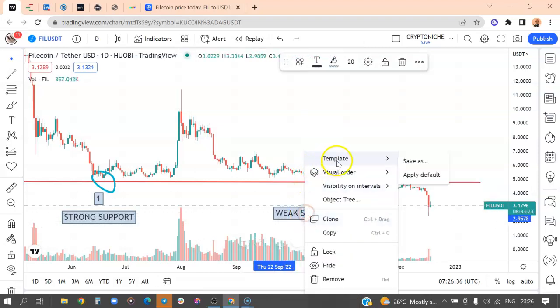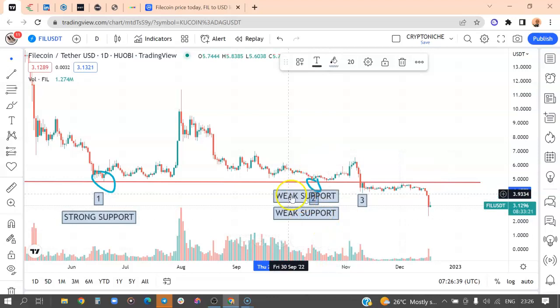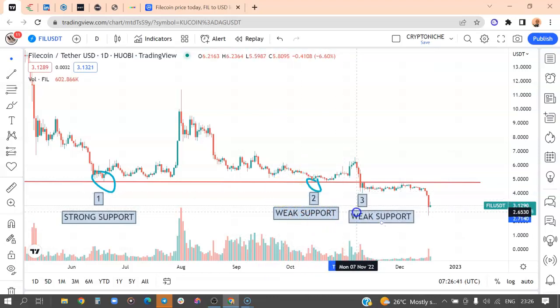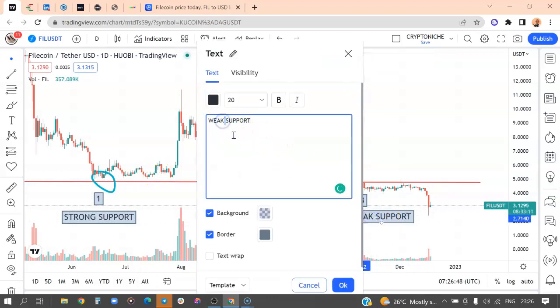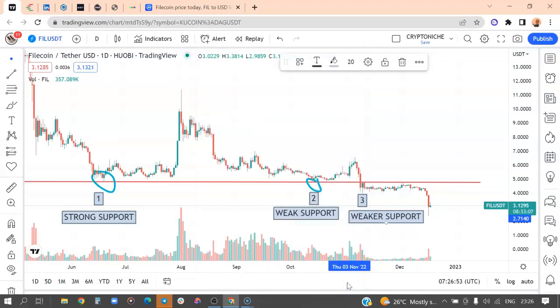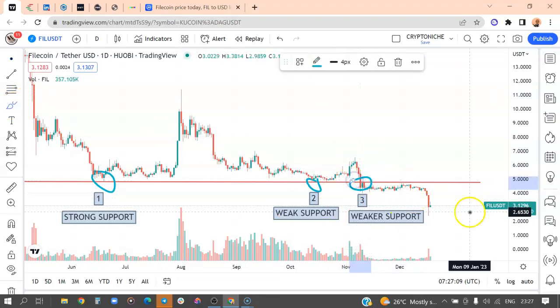I'll copy this and move it here. When it got to this point, a weak support became what? It became a weaker support. And in trading, the weaker the support is, the more the chance that it will be broken. And what happened? This was completely broken, like there was no chance.